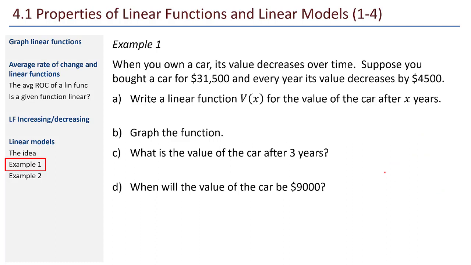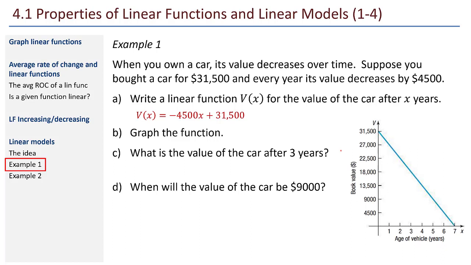Let's see how you did. So A, write a linear function. V of x is negative 4,500x plus $31,500. Here's the graph. At 0, put x value of 0 in there, it starts off at the point 31,500 high, and then it decreases over time. So for every increase in x, the function value will drop 4,500.